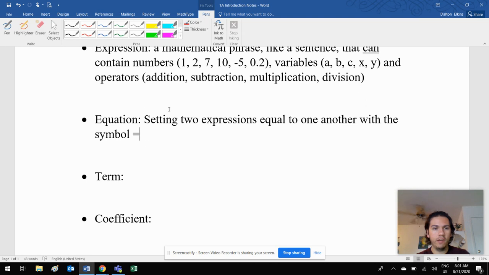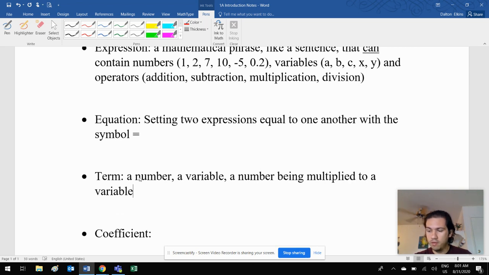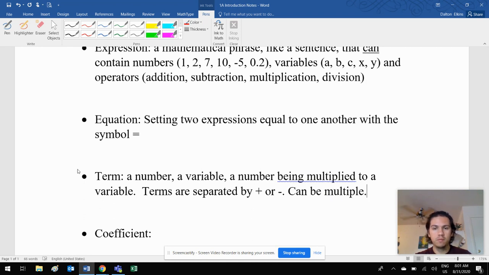Okay, the next thing we have is a term. A term is either a number, a variable, or a number being multiplied by a variable. And terms are separated by plus or minus, so addition or subtraction. And the thing to know about terms is that there can be multiple in an expression.